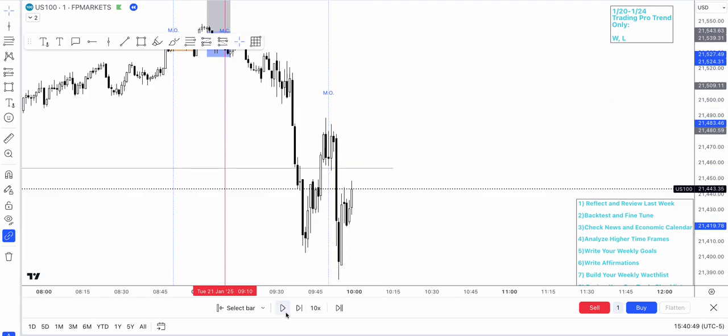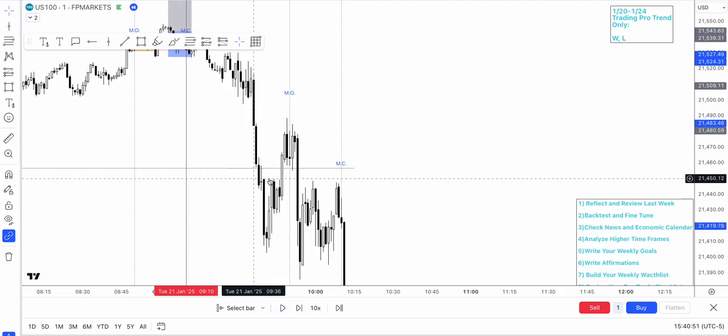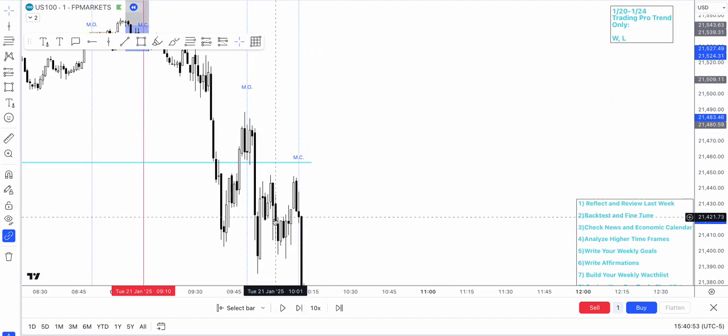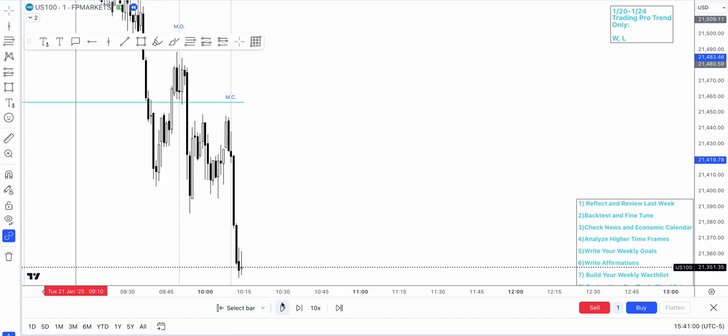Moving on to the next trade, looking at this time frame, I'm not seeing any buys, because it's still pushing down a little bit here.